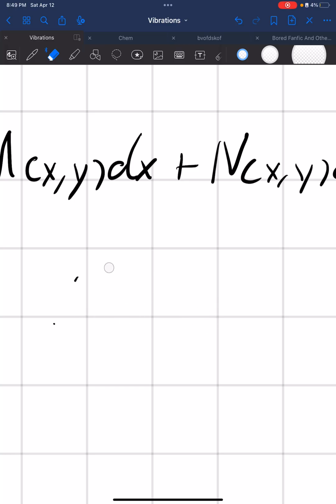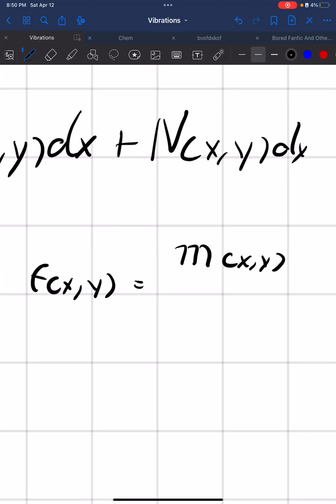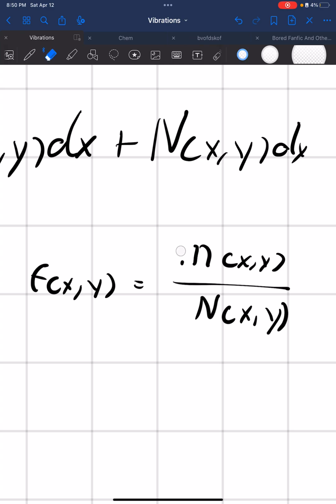You can write this in that sort of form by doing this. Erasing a whole bunch of stuff and starting over. Because sometimes that's what you have to do in life. No. So it's f of x, y equals m of x, y over n of x, y. Maybe if I learned how to write, this would be a lot smoother.